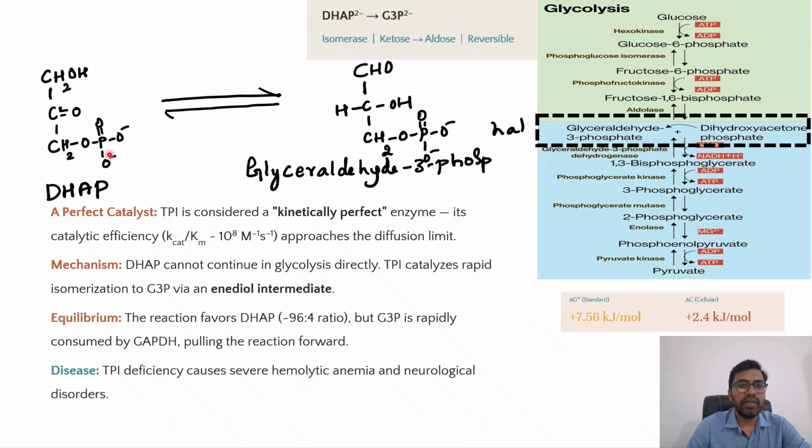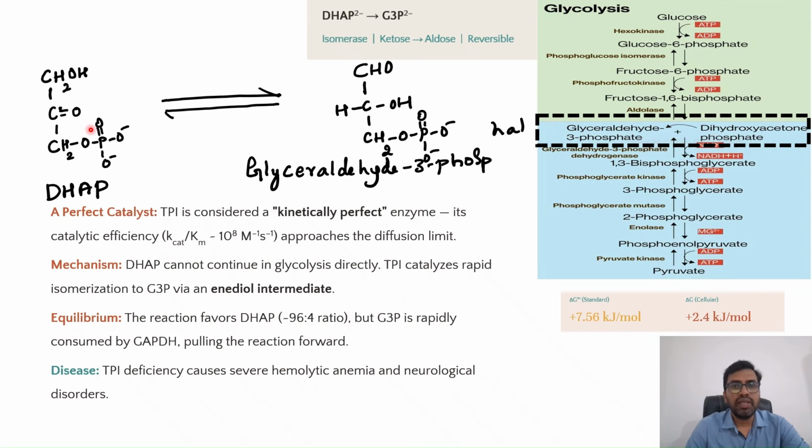Both of them carry 3 carbons. The only thing is that they differ here. In the ketone, here it carries a hydroxyl group, whereas here it carries an aldehyde group. Now, this is glyceraldehyde 3-phosphate, and this is dihydroxyacetone phosphate.